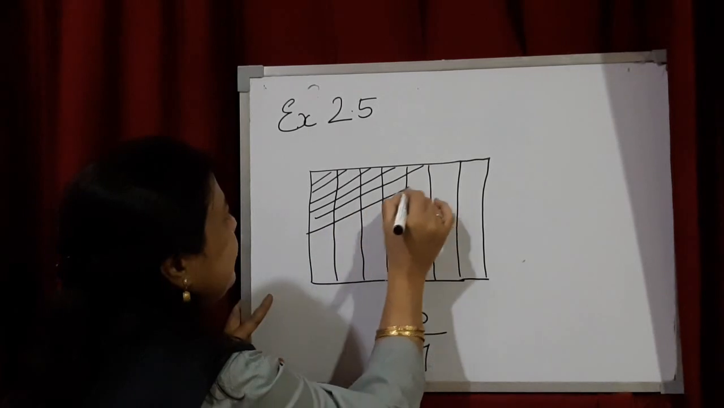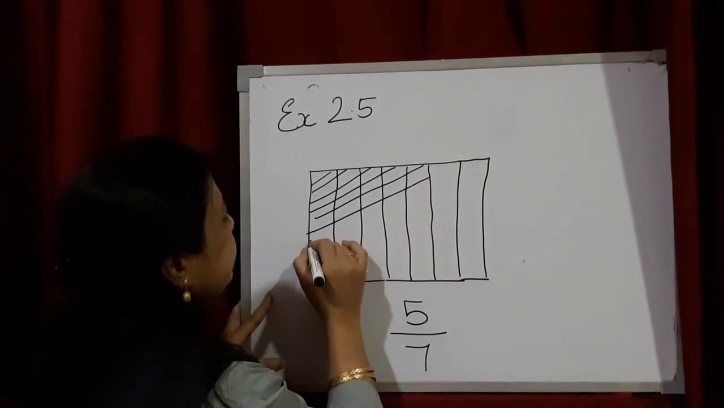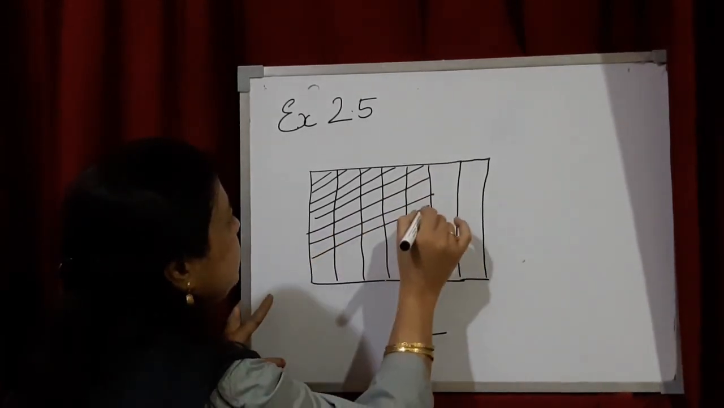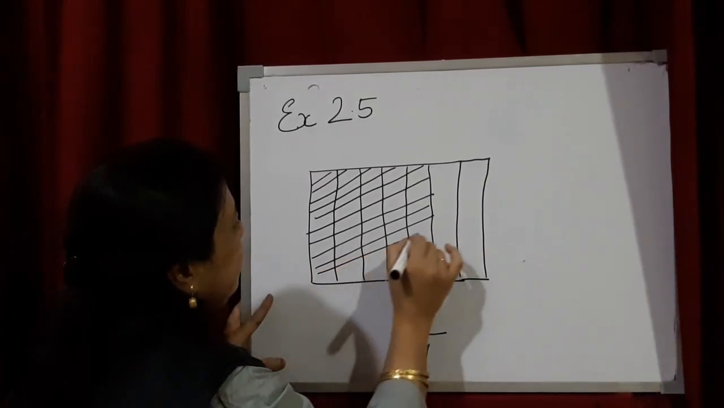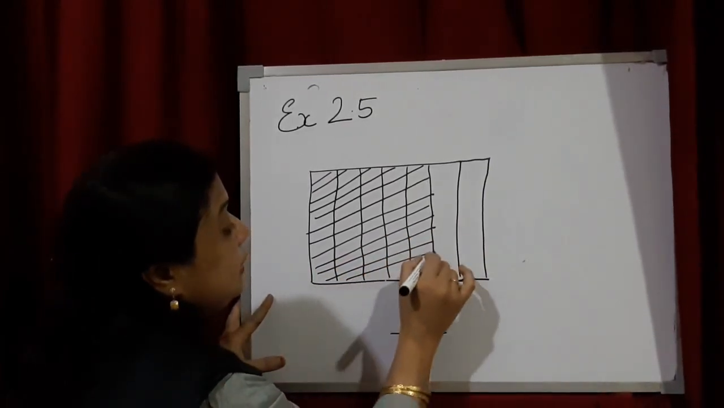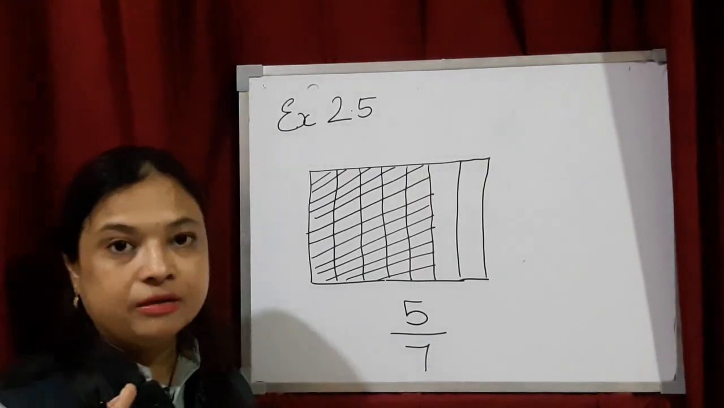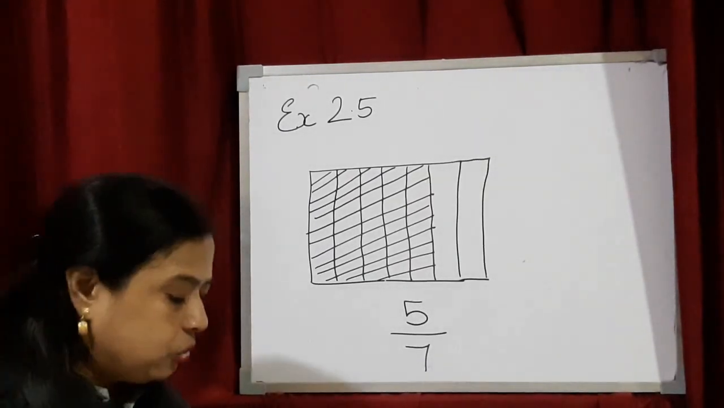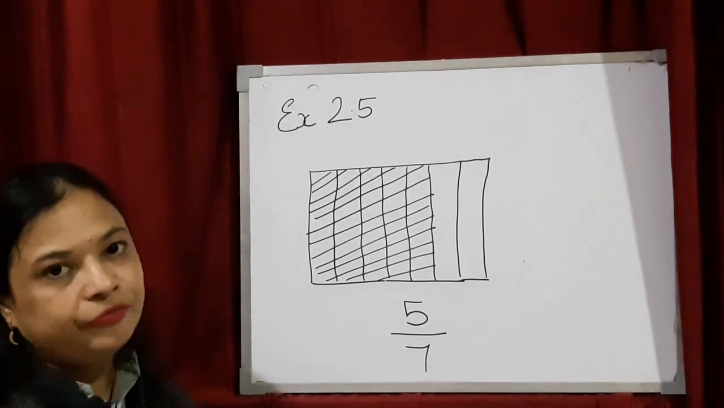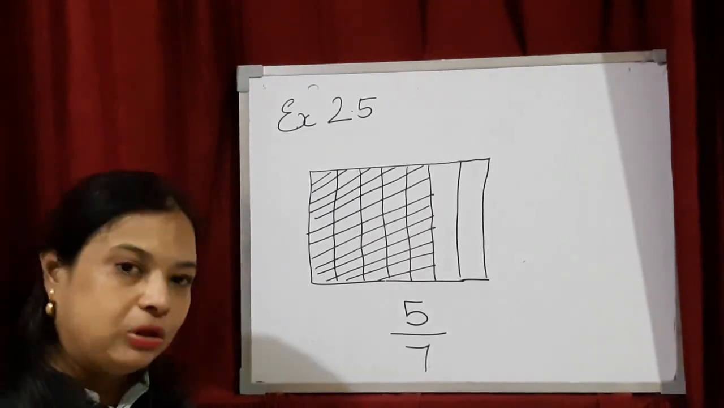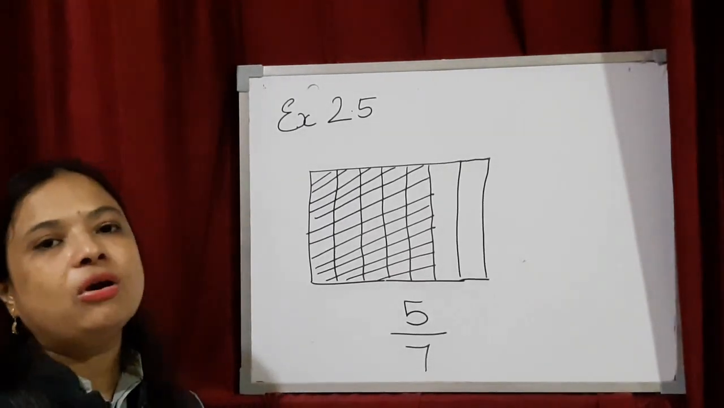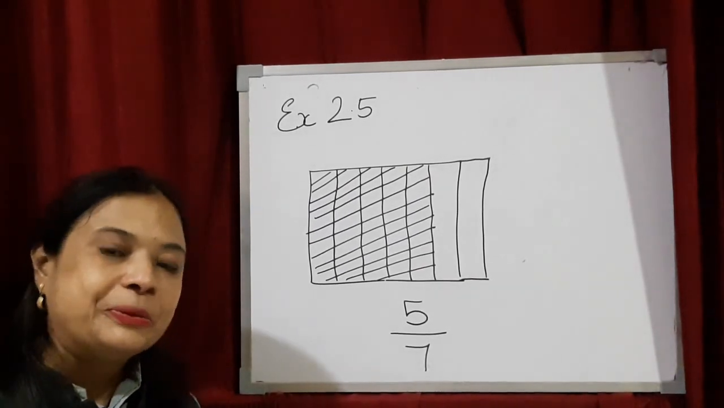Okay children, so it's very simple. You have to just shade with lines or color. You can use color crayons also to make your picture colorful. Okay, so use crayons to shade this and show the fraction that is mentioned below. Okay children, so this way you are going to complete your exercise. Okay, bye.